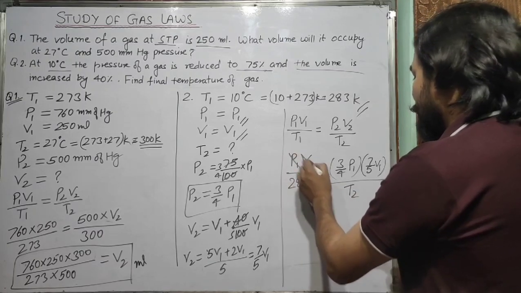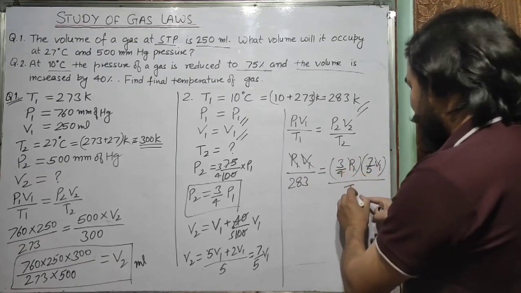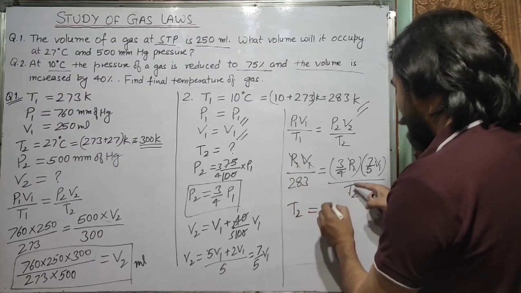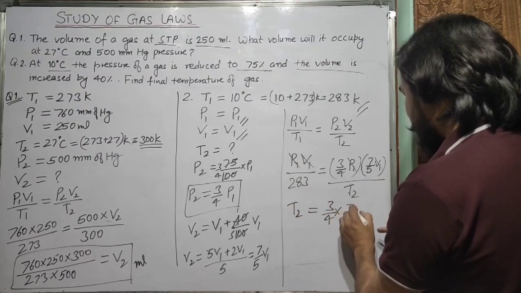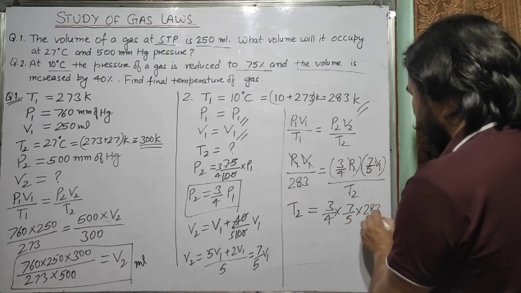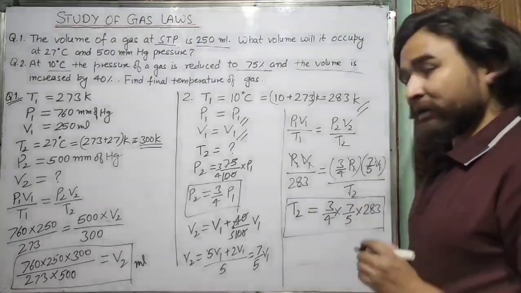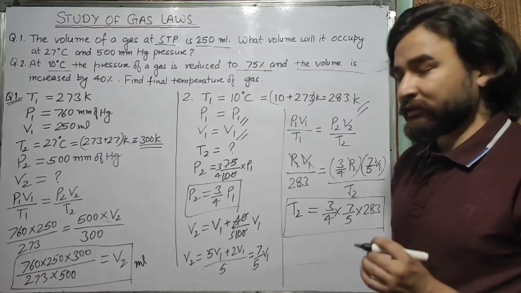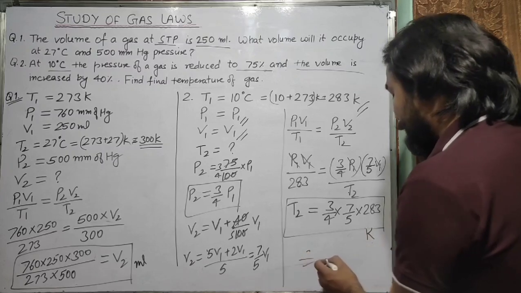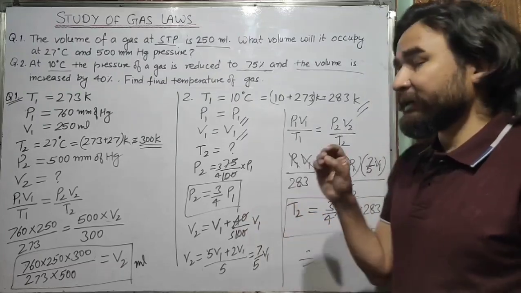Now P1 V1 will be cancelled because P1 V1 is multiplied on both sides. Now you can move T2 to this side, so T2 will be in numerator. T2 will be equal to 3 by 4 into 7 by 5, and 283 will be multiplied here, into 283. So this is the value of T2. Please tell me the value of T2 in the comment section. The temperature will be in Kelvin, or you can convert it into degrees Celsius by subtracting 273. So this is how you can calculate temperature.